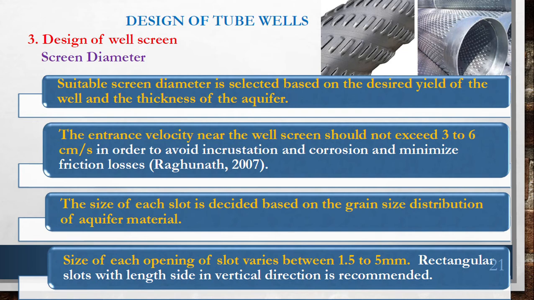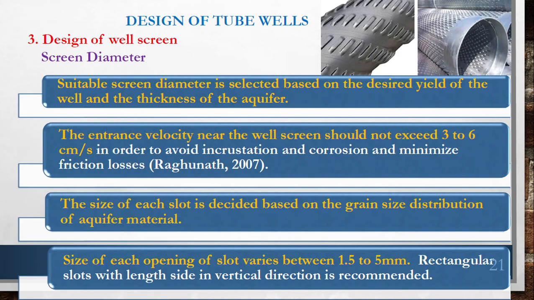Now regarding the screen diameter, that is the third step. A suitable screen diameter is selected based on the desired yield of the well and the thickness of the aquifer. Normally, according to the entrance velocity, we will choose the screen. Entrance velocity should be between 3 to 6 centimeters per second in order to avoid incrustation and corrosion and minimize the friction losses. Size of each slot is decided based on the grain size distribution of the aquifer material.